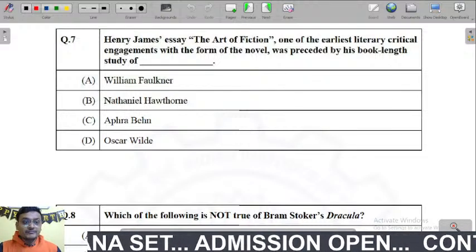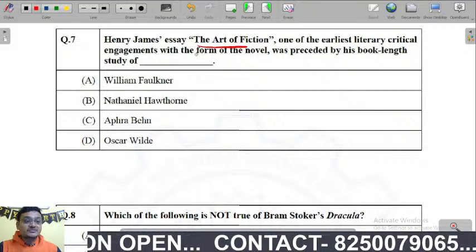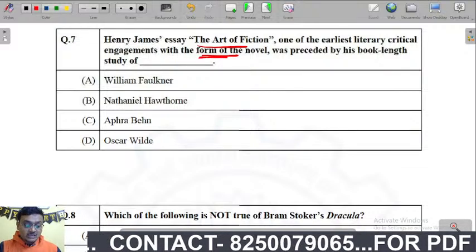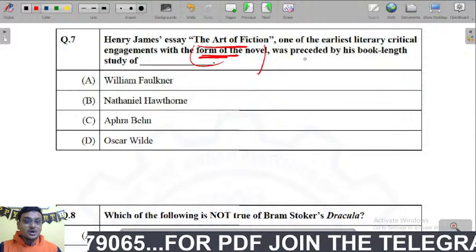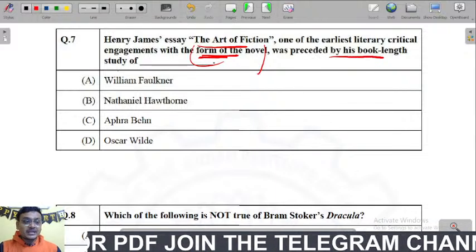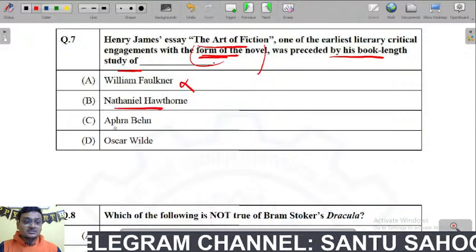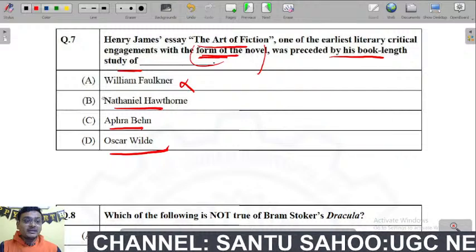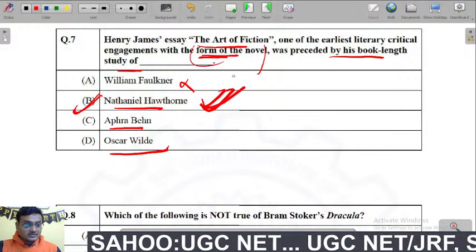Henry James, The Art of Fiction. One of the earliest literary critical engagements with the form of the novel. So he has talked about the form of the novel in the essay The Art of Fiction. Henry James was heavily influenced by the works of Nathaniel Hawthorne. So here B is the right answer.